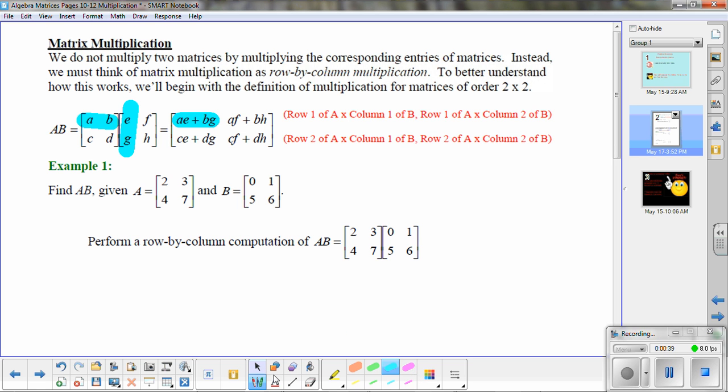Next, you're going to move on to first row, second column, and you'll do A times F plus B times H, and that answer will go in the first row, second column position.